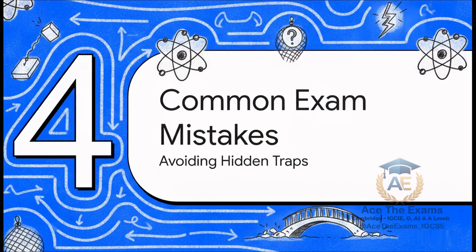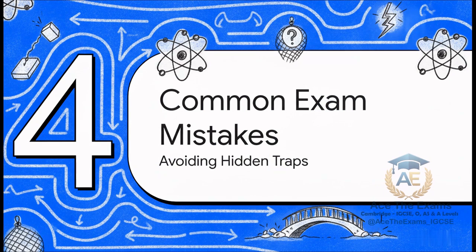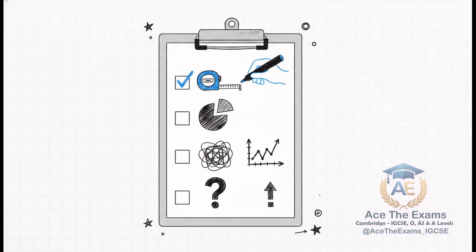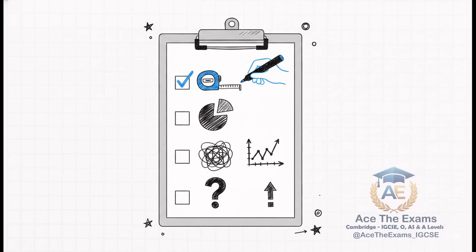Okay, final stretch. Section 4. Avoiding common exam mistakes. Because even with our shiny new framework firmly in place, there are still hidden traps out there just waiting to catch students off guard in the heat of the exam. You've got to mentally audit your answers against this checklist before you flip the page.